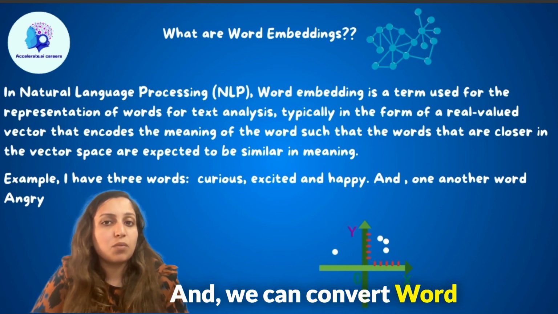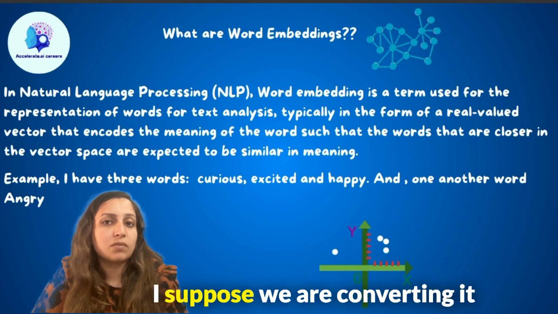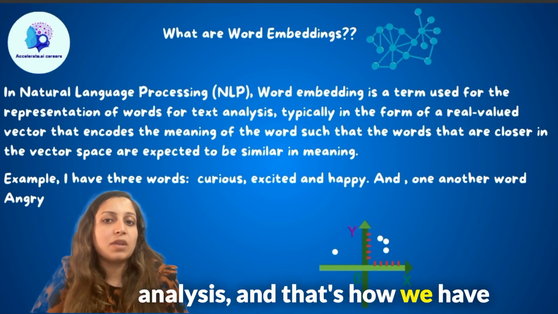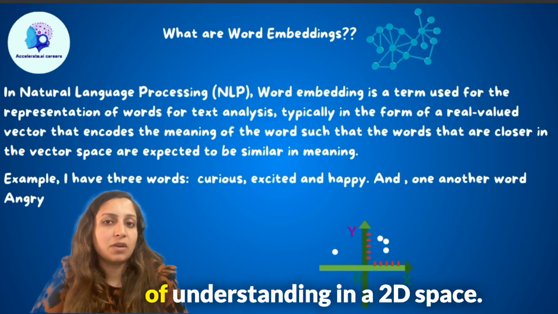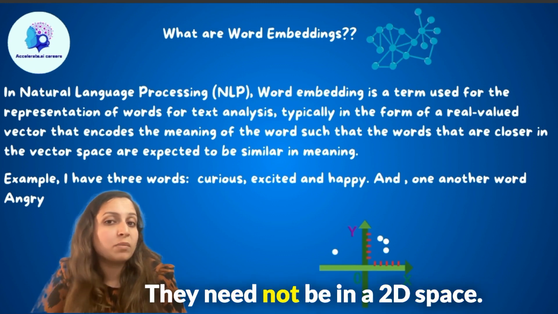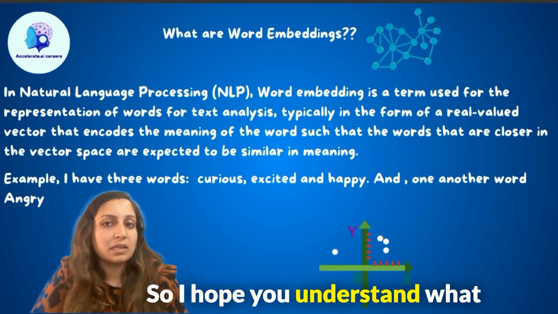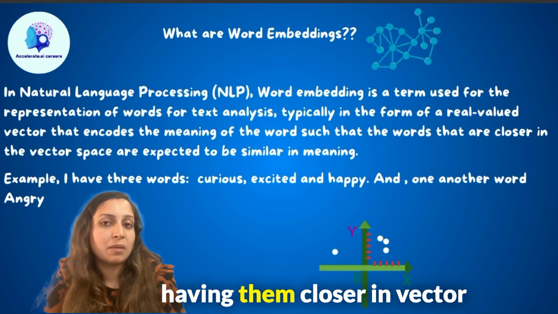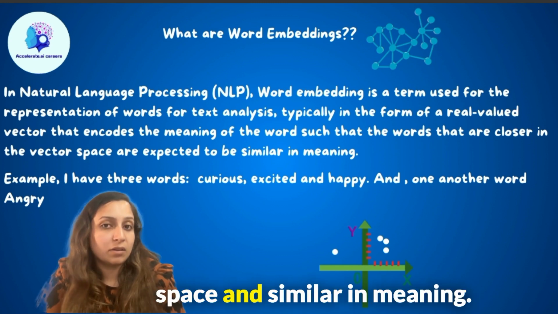And we can convert words to vectors in different ways. Suppose we are converting it using PCA, Principal Component Analysis, and that's how we have depicted them here for ease of understanding in a 2D space. They need not be in a 2D space. So I hope you understand what word embedding actually is, and what the meaning is of having them closer in vector space and similar in meaning.